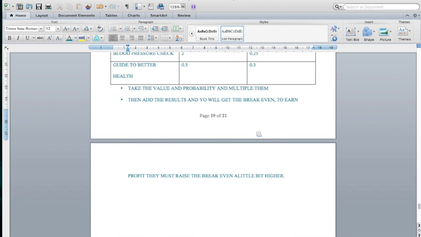But if you're doing a business and you want to earn profit, break even is not enough for you to earn profit. You can say break even is to pay back what you have done but not earn any money. So you have to make your answer or break even higher to earn money, because then they can gain profit with it.